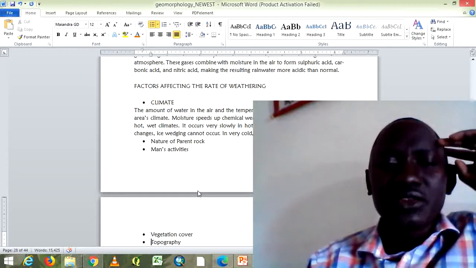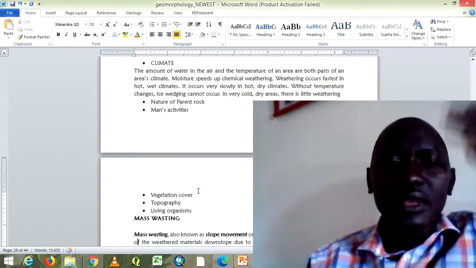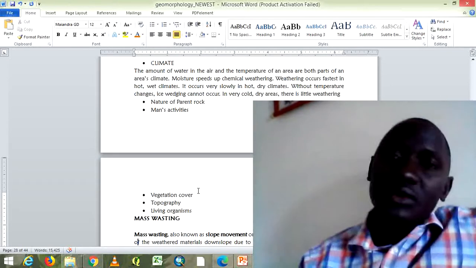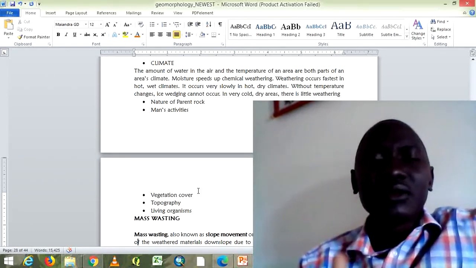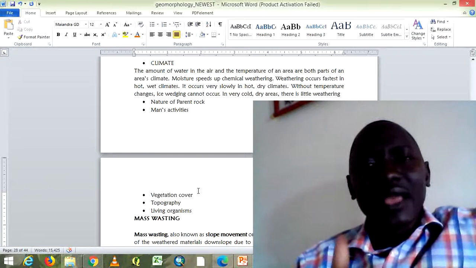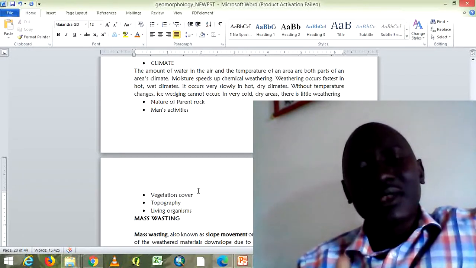We have the nature of the parent rock. The nature of the parent rock is very important because, like we have just been mentioning, it all depends on the type of the rock. And for the nature of the parent rock, here we're talking about the properties of the rock.